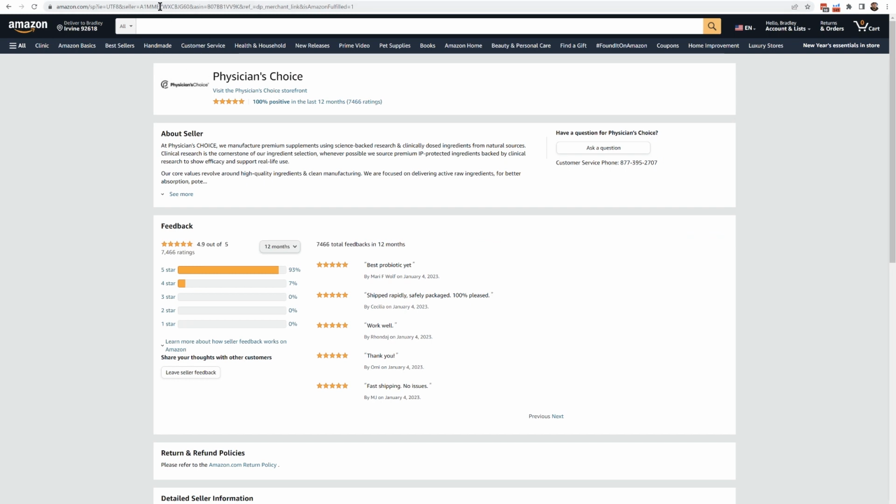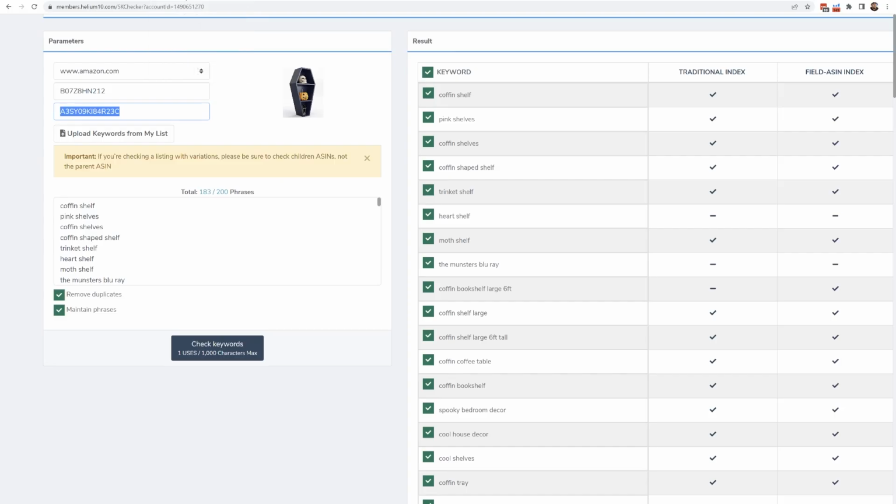And then at the very top in the URL, you'll see right here where it says seller equals, and then you just double click right in there, and this long code, it's kind of like an ASIN, but it's not an ASIN. It's a little bit longer than one. That's what the storefront ID is. So I put that right here, and then I search these 183 phrases.